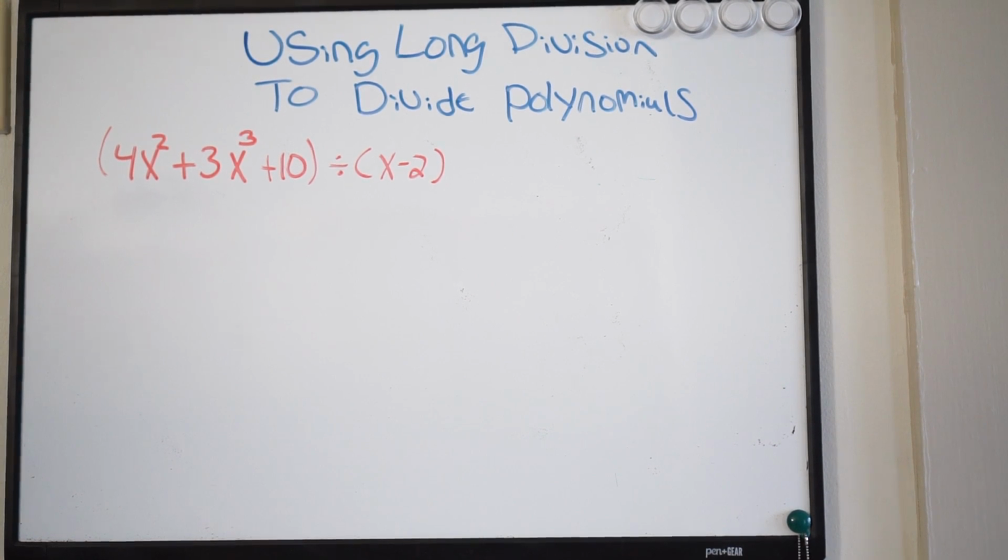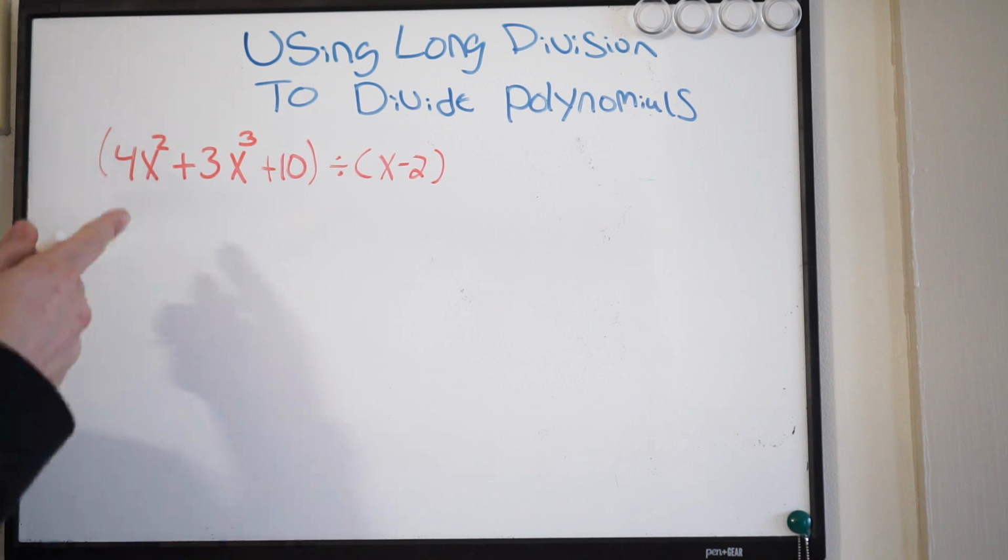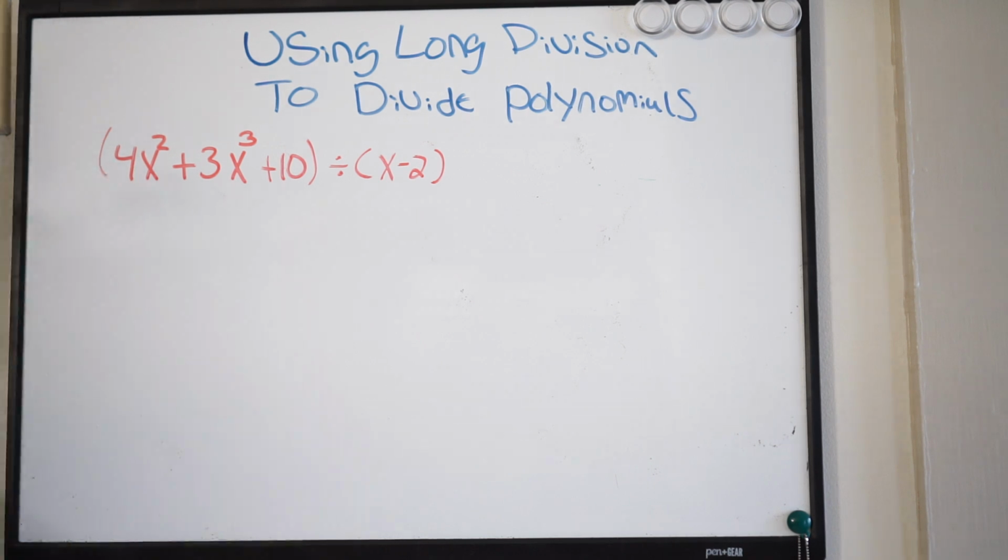Alright guys, today we're going to be using long division to divide polynomials, and we're going to get into how we can go about doing this. So before we can use long division to divide this polynomial, we first have to rewrite this in standard form. Now that just simply means writing it from the highest degree to the lowest. And we also have to include terms with a coefficient of 0.